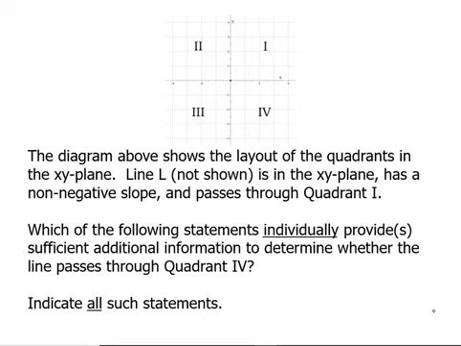So we have the layout of the quadrants. Line L is not shown. We know that it has a non-negative slope. So that could be a slope that's either 0 or positive, a non-negative slope. And it passes through quadrant 1. So it definitely passes through here.